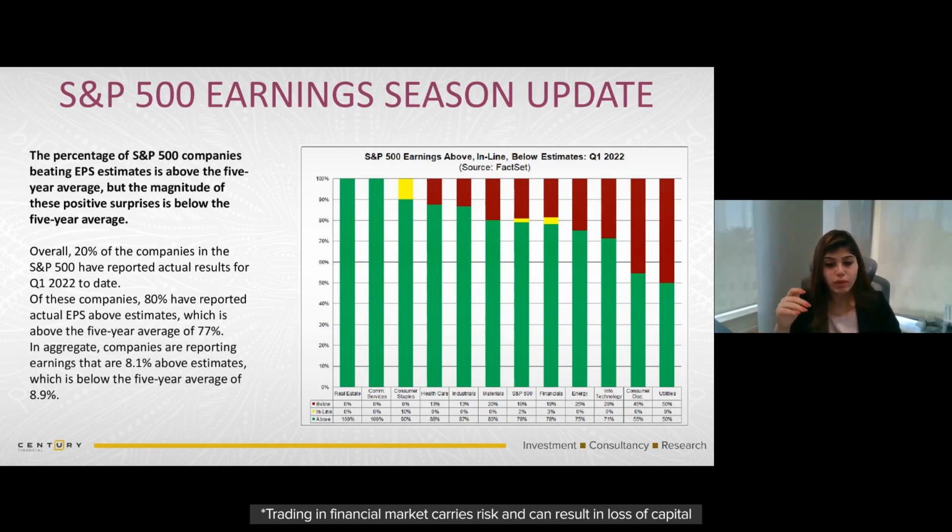Of the companies that have reported their earnings, the surprise has been 8.1%, whereas the historical average has been almost 9%. So on that front, the magnitude of the surprise has been lower. But having said that, almost 80% of the companies have reported positive earnings.